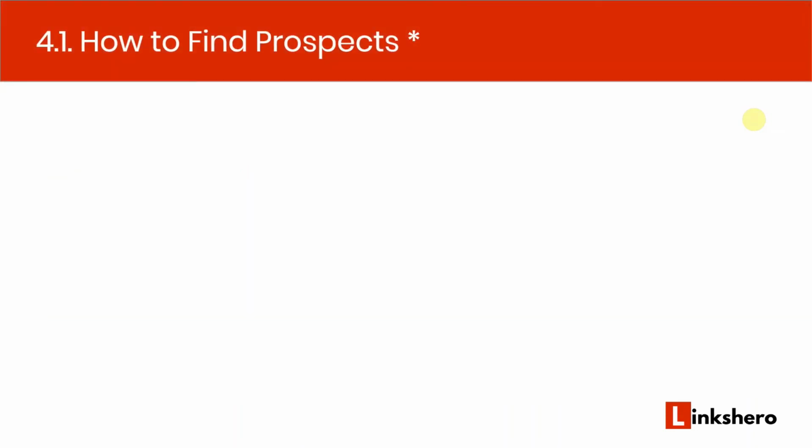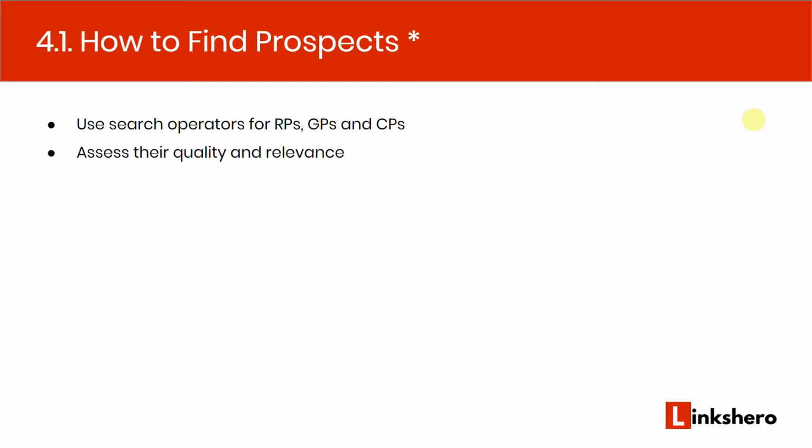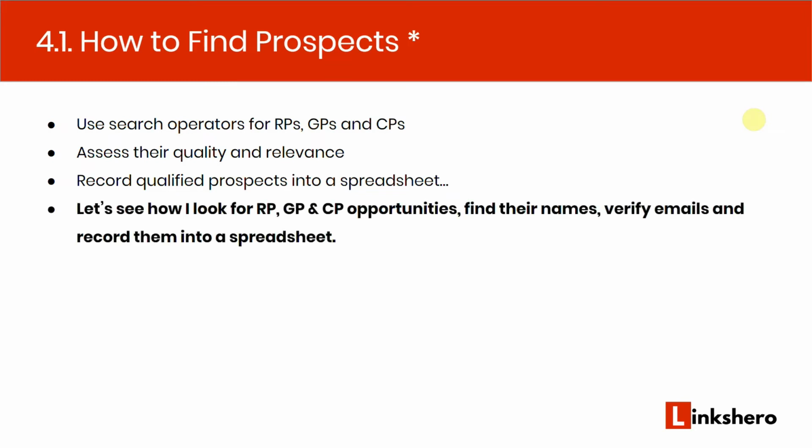So how to find prospects. Again, we start the outreach, and you already know what a good resource page looks like, what a good guest post opportunity looks like, and you know about competitor pages. So now we can use search operators to go and look for those resource pages, guest posts, and competitor pages. Then you assess their quality and relevance, like I've shown you how to do. Then you record qualified prospects into a spreadsheet. I'm going to do it for you in a minute. And basically that's your prospecting. Now I'm actually going to show you how to do all that.